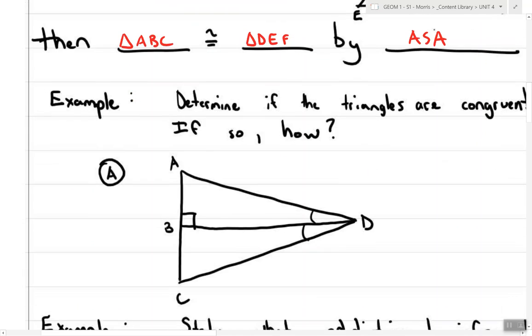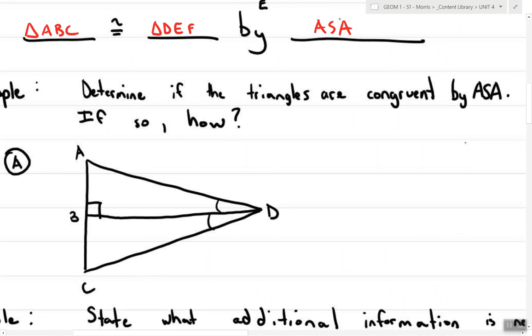So going to our first example, this is determine if the triangles are congruent by angle side angle. If so, how? The first thing I need to put in here is what I know already. I know this angle and this angle are congruent. I also know that this angle and this angle are congruent because they both equal 90 degrees. Therefore, if I'm using angle side angle and I have one angle already and I have a second angle, I need a side to finish off angle side angle. I need that side to be between the angles as well.